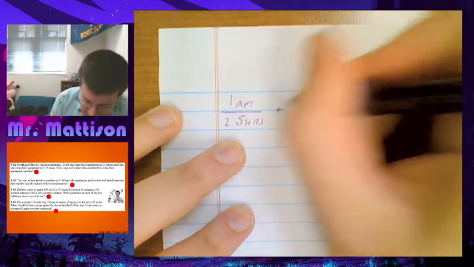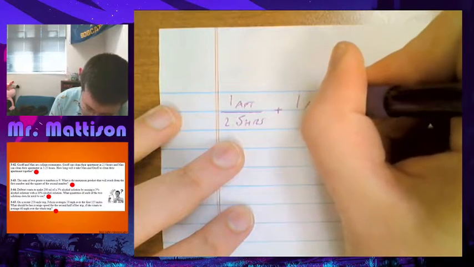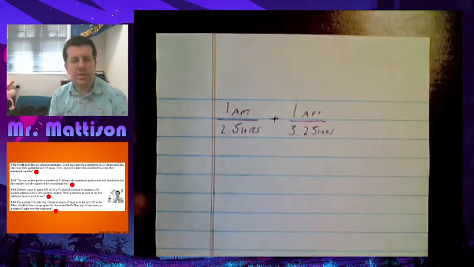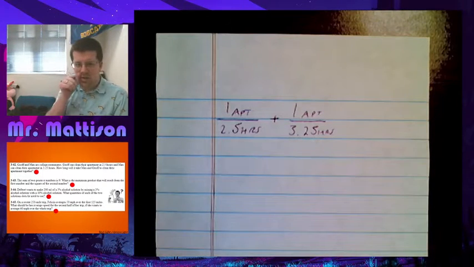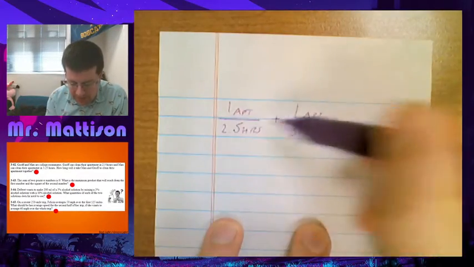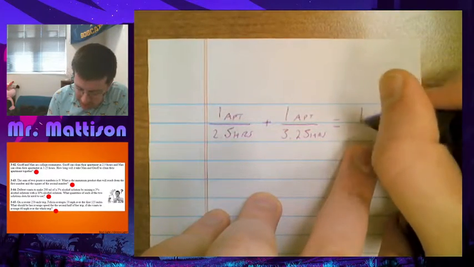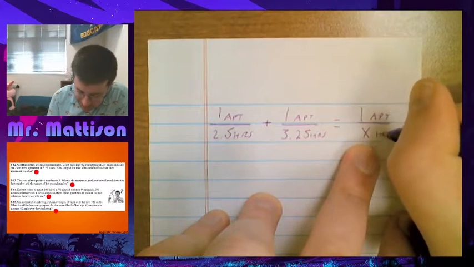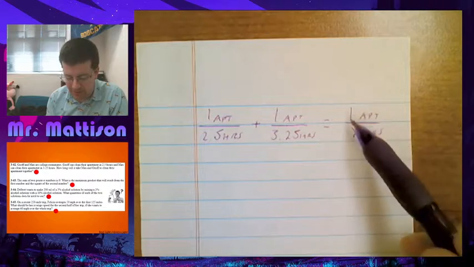So his rate plus the rate of Max, which is one apartment per 3.25 hours, is going to equal their joint rate, right? This feels weird because you're used to rates being per one, but it works the exact same way. This rate plus this rate is equal to their total rate, and their total rate is going to be one apartment per however many hours. Let's call it x hours, because I care about how fast they can clean one apartment. So I want to keep that one there.